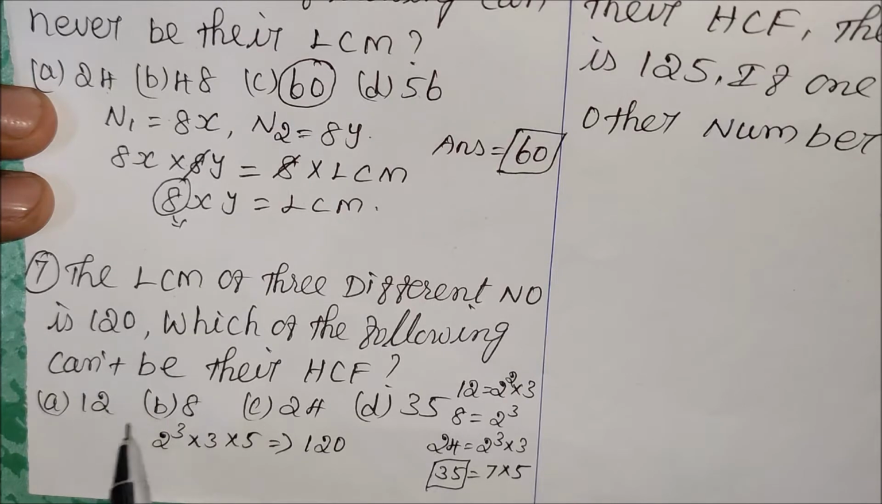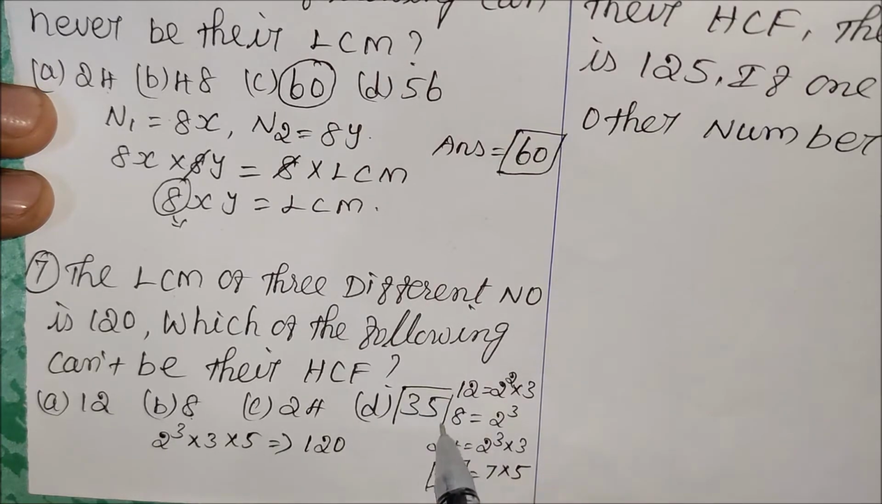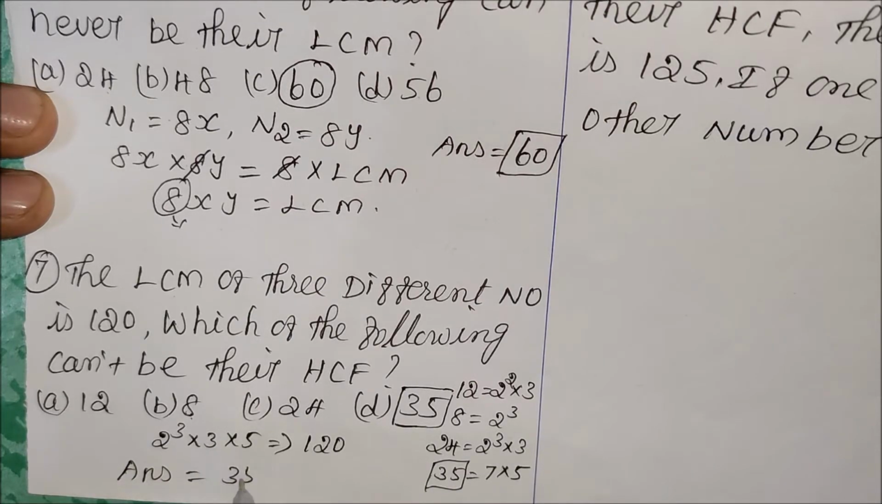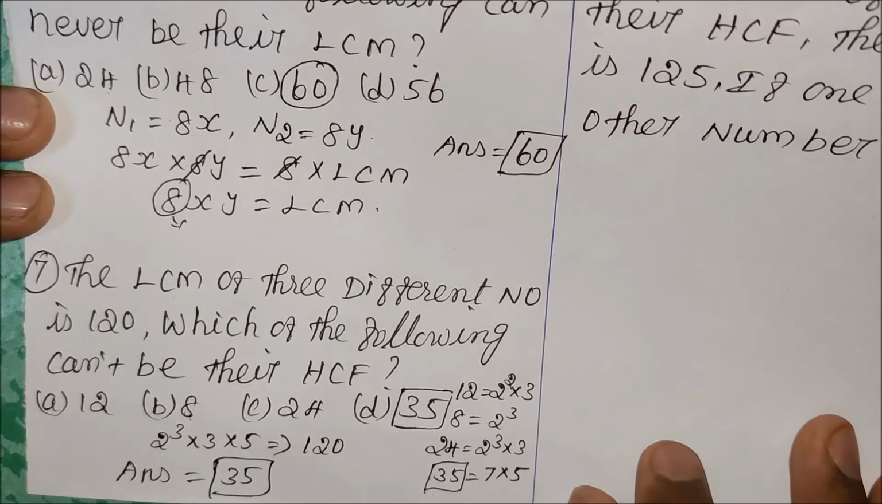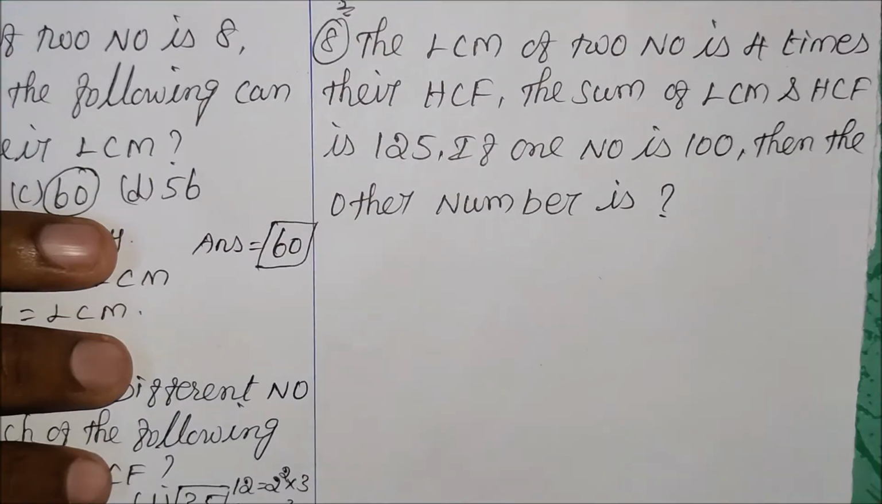If I take the given numbers, that is 12, 8 and 24, definitely the HCF should be a multiple of 4. Hence we need to go through the options to find the one which is not a multiple of 4. We can see that 35 is not a multiple of 4, so definitely the answer should be 35. Okay, we will move on to the next question.